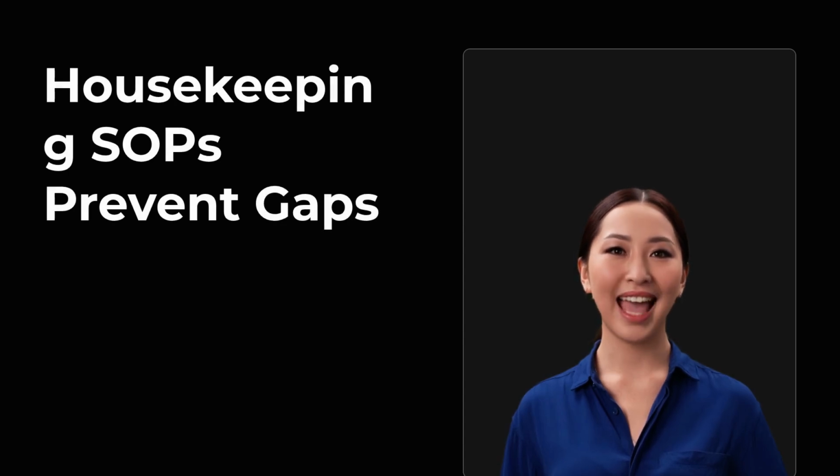Why do housekeeping tasks get missed even when teams work hard? The problem is often a lack of standard procedures, which leads to inconsistent cleaning, weaker compliance, and communication gaps. A housekeeping SOP template brings structure to daily work and helps teams stay safe, efficient, and accountable.